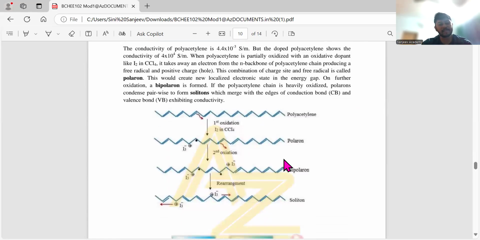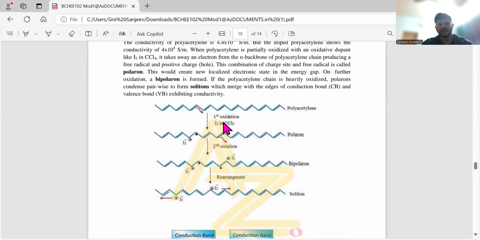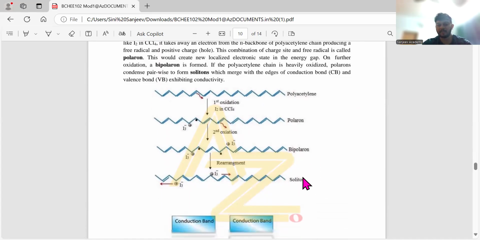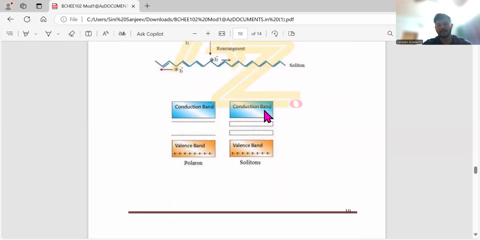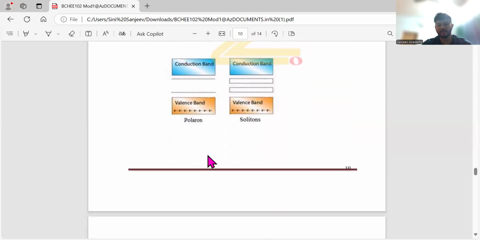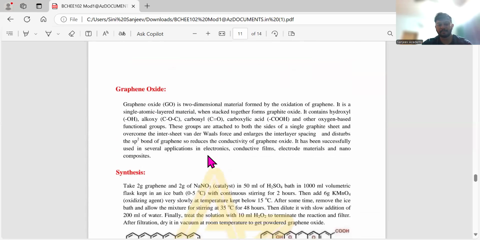Mechanism of conduction in polyacetylene, this is very, very important. This is nothing but the first oxidation, that is loss of electrons. Correct. In the second oxidation, a second electron will be lost. Polyacetylene will go on to form polaron, then bipolaron, then the rearrangement, the soliton. Then we will draw this also, the conduction band, valence band, and everything. This is very, very important for us to get full marks. This they can ask.